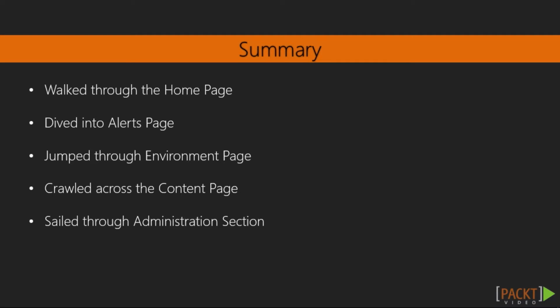In the administration page video, we have had a look through the admin section, what can and can't be done, where things are located. This was the last video in the section. Throughout this section, we have walked through the home page, dived into the alerts, jumped through the environment section, crawled through the content, and sailed past the administration section. This will give you the knowledge of further videos on where things are located and how to quickly and easily navigate around vRealize Operations Manager.